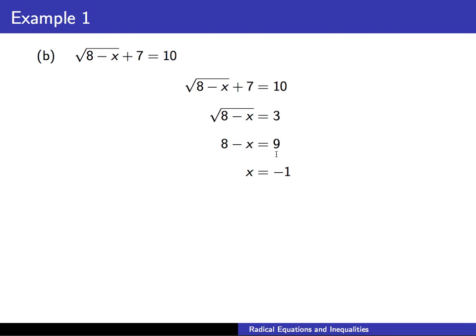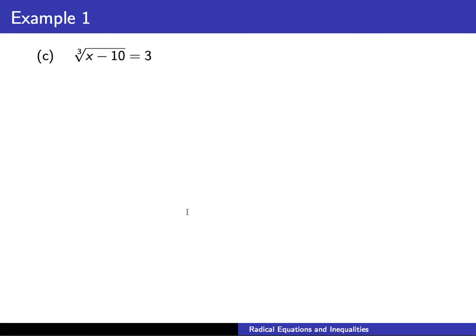Subtracting 8 from both sides and dividing by negative 1 for the negative that's in front of the x, we get x is negative 1. So 9 minus 8 is 1. And then negative x equals 1. Divide both sides by negative 1. We get x is negative 1. And we can check that again. If we plug it into the original problem, is the square root of 8 minus negative 1, and then plus 7 afterwards, equal to 10? Yes, it is. We get the square root of 9, which is 3, and 3 plus 7 does give us 10.